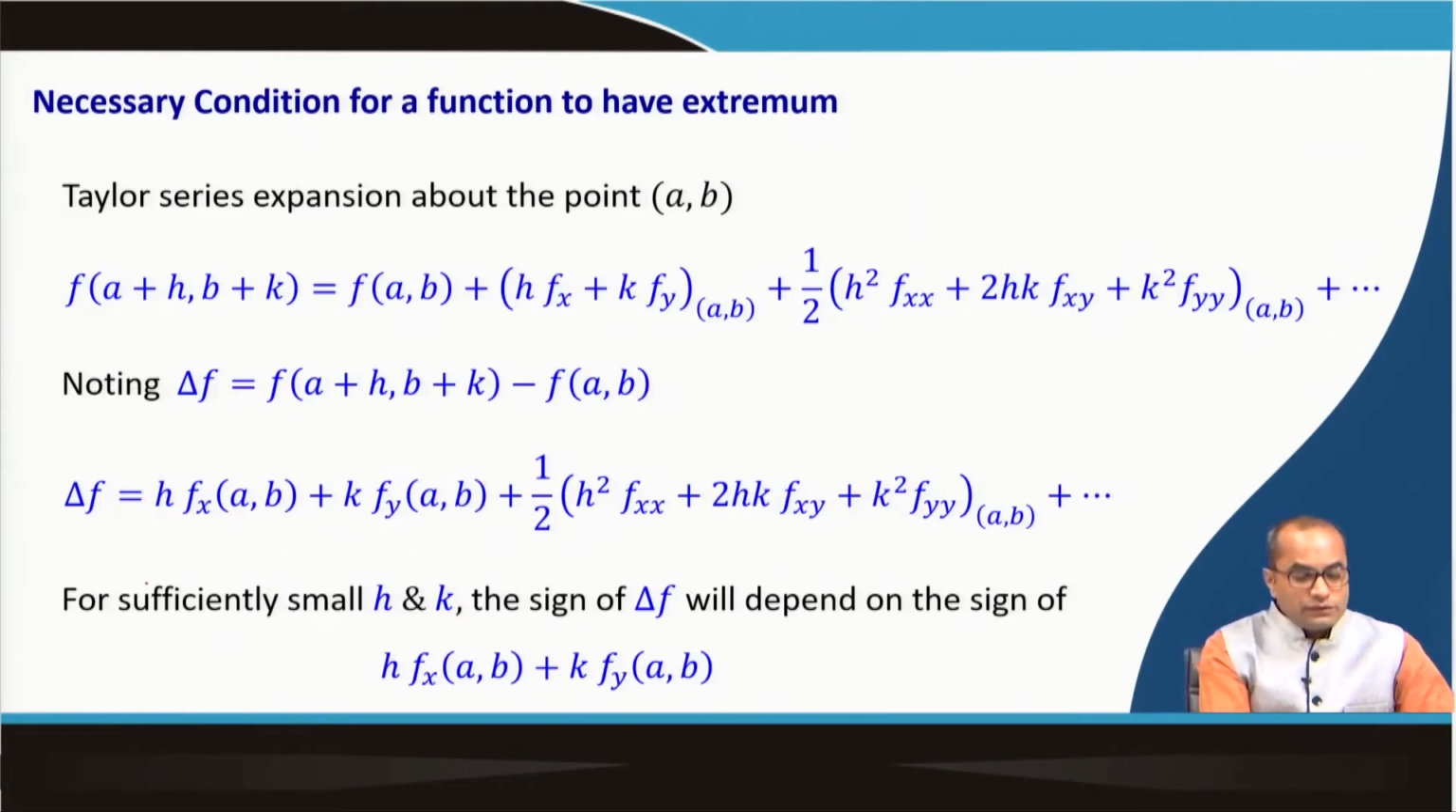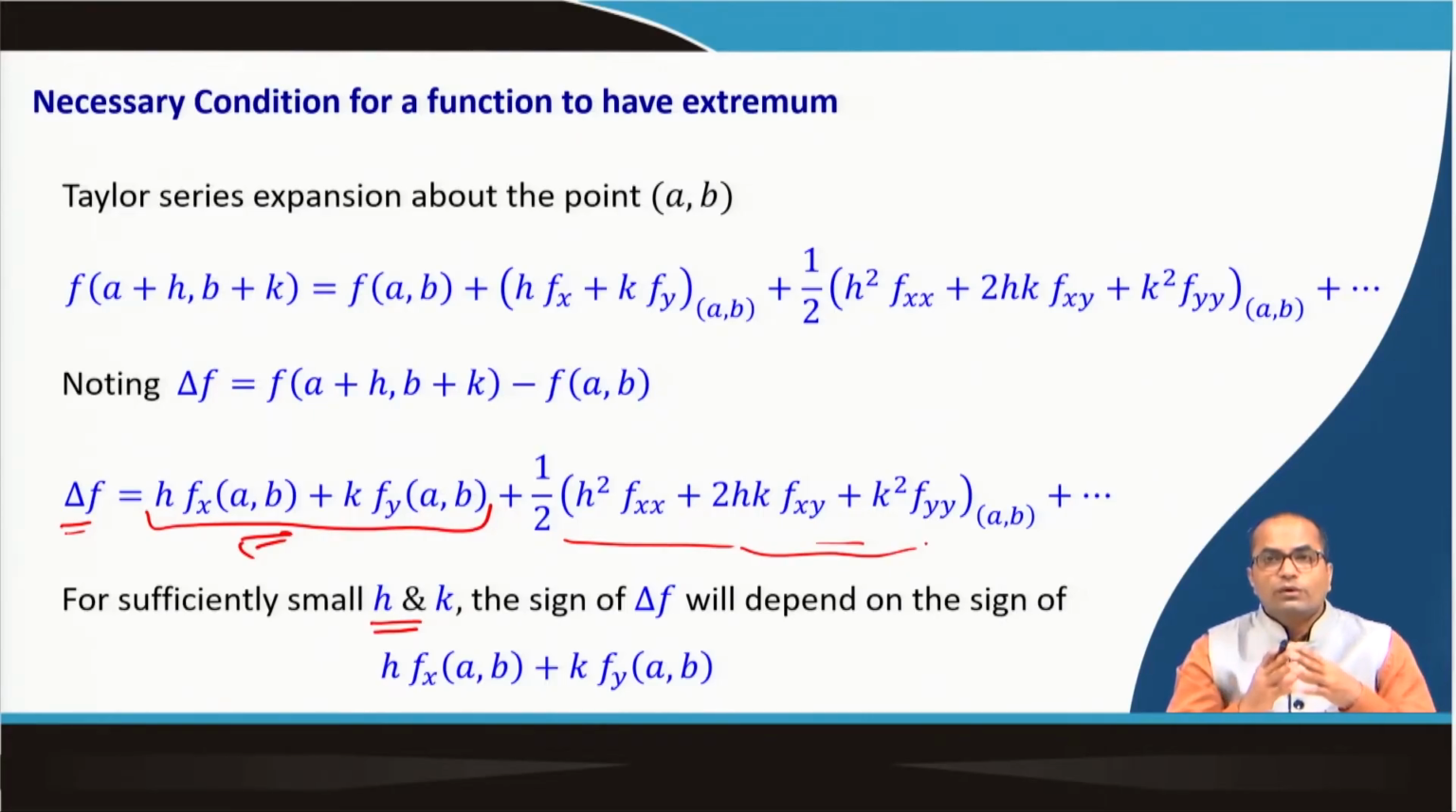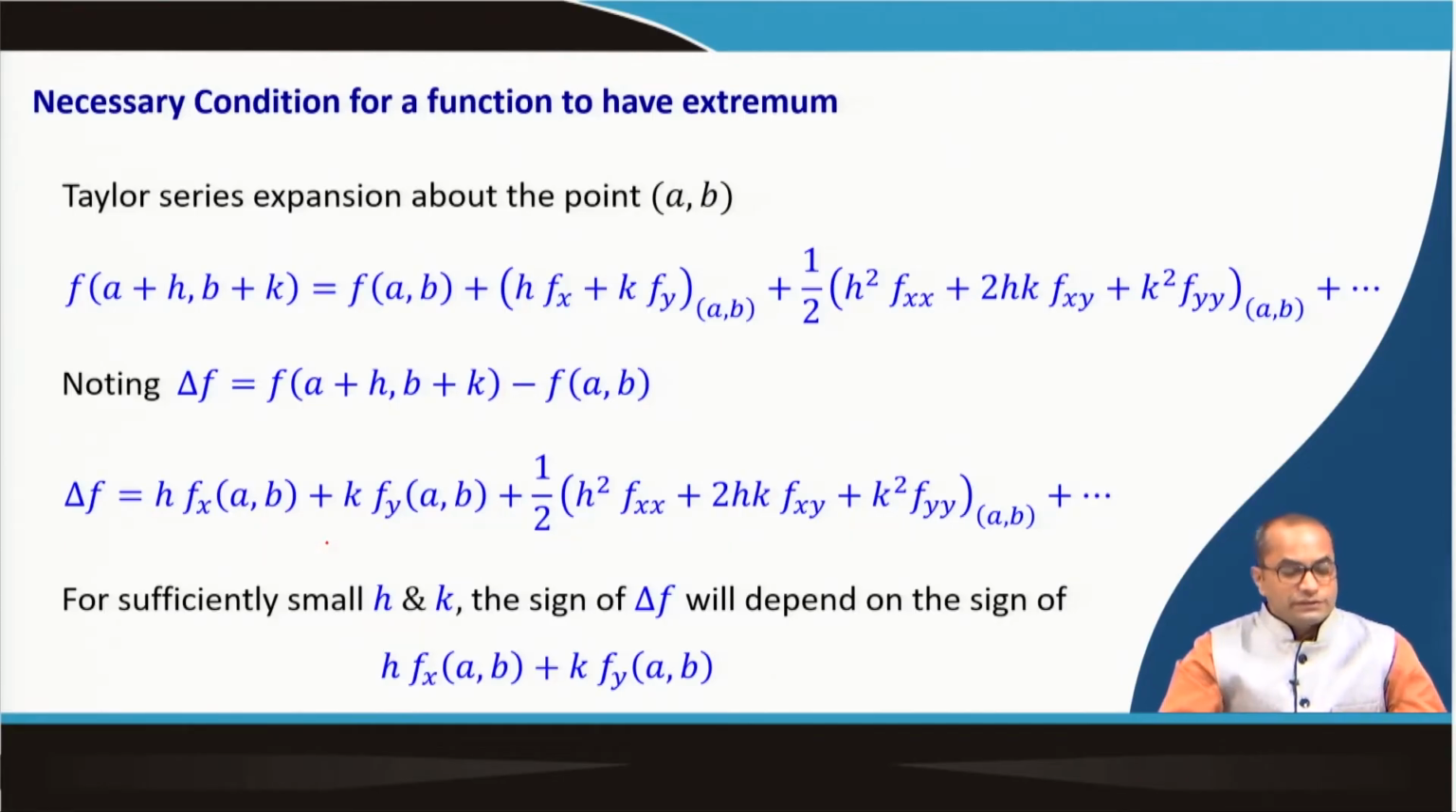So, one should note that the sign of this delta f will depend on the first term, the linear terms, for sufficiently small h and k; it will not depend on the second term. If for very small h and k the first term is positive, then delta f will be positive, and if the first term is negative, delta f will be negative, because the other terms will be negligible for very small h and k. The sign will depend only on the first term, not on the second term.